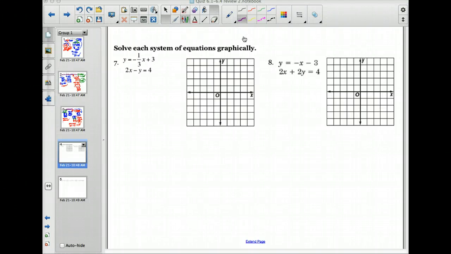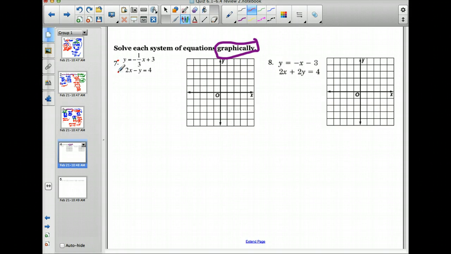Alright, so on these ones, if it says solve graphically, you absolutely must include a graph of both equations for your answer. Okay? Chances are we're going to make them come out on one of the grid lines if it's a graphing one. So you need to know how to graph the y equals and the standard form.